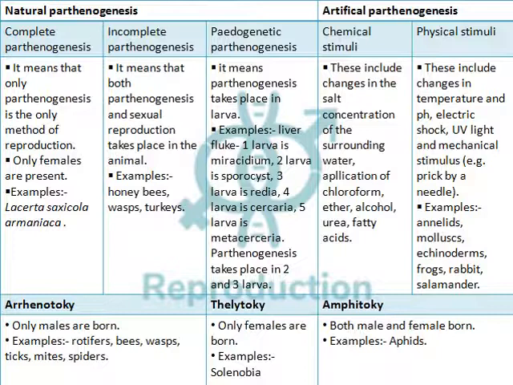Now parthenogenesis can also be divided into three categories according to gender. Like in Arrhenotoky, only males are born. There is no female born through parthenogenesis. In Thelytoky, only females are born through parthenogenesis. Next is Amphitoky. In this, both males and females can be produced through parthenogenesis.